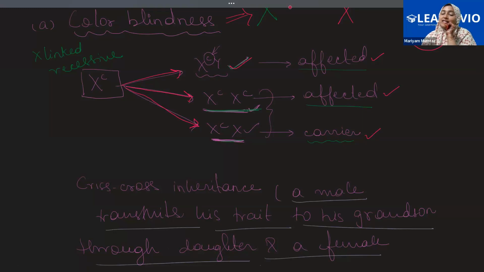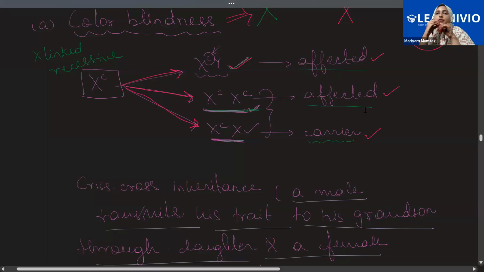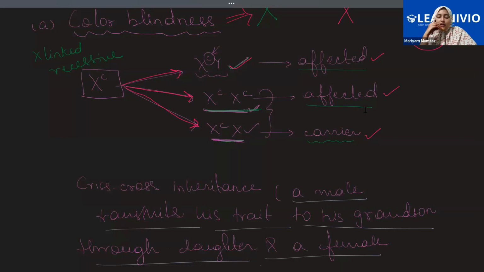Since it is an X-linked recessive disorder, that one X is the determining factor in males, because this X tells us whether the male is affected or not; the disease is not Y-linked, it is X-linked. Then comes X^C X^C, wherein the female is affected. The third condition is X^C X, when the female is a carrier of this disease called color blindness. If a person is a carrier of a disease, she will not have the disease, but will have the potential to transfer it to the future generation.